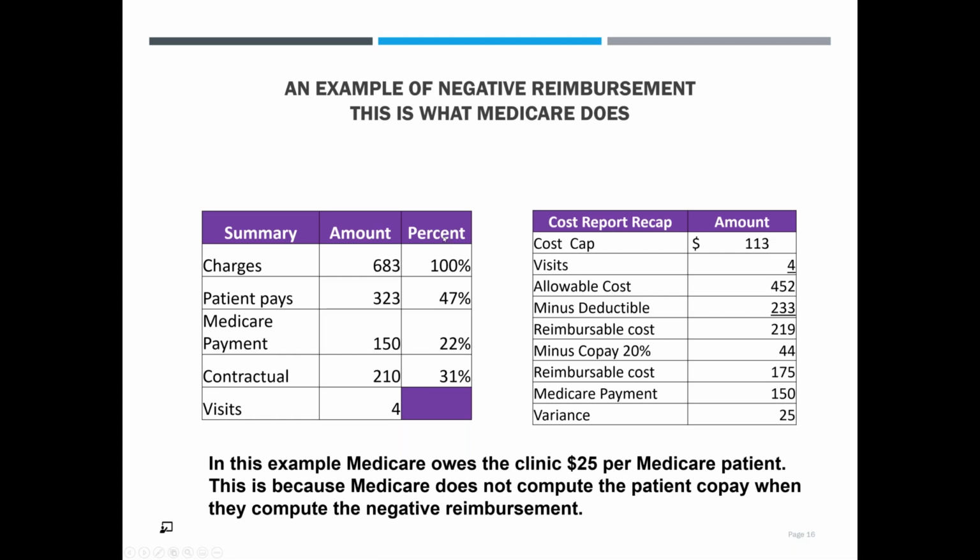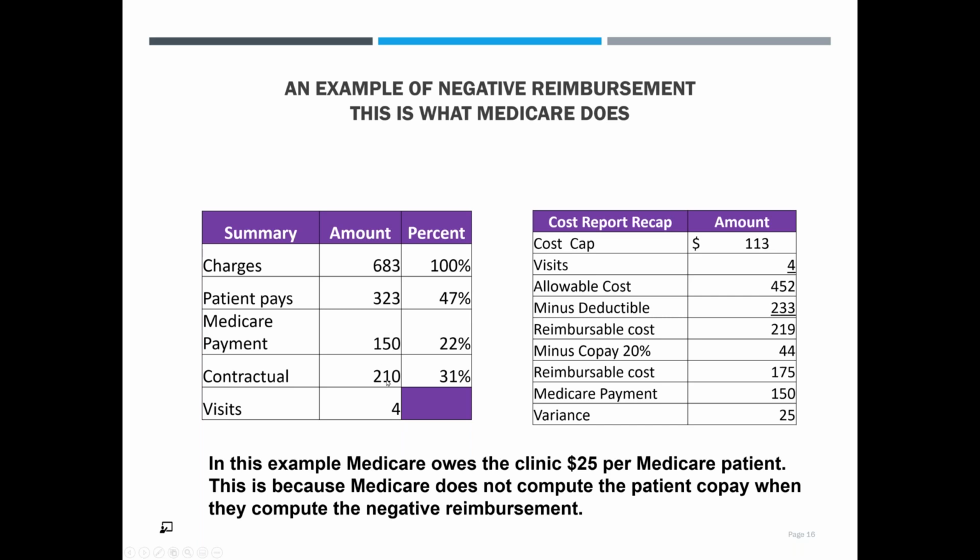So let's see what happens to our numbers now. Our charges are $683. Our patient still paid us $323. Now Medicare has only paid us $150. This makes us feel a lot worse about having Medicare. We thought, wow, Medicare is a really good deal. This made me realize how little Medicare actually pays. So they paid $150 for this.